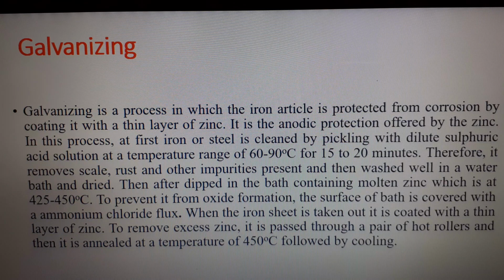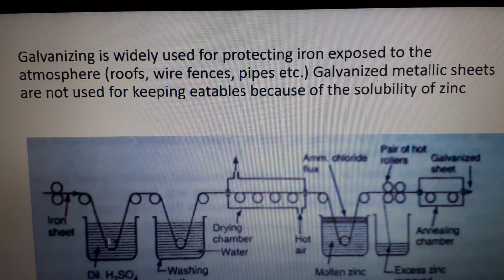See, this is the process. The iron or steel article, sheet, pipe, or wire, is first cleaned by pickling with dilute H2SO4 solution for 15 to 20 minutes at 60 to 90 degrees Celsius. This treatment also removes any scale, rust, or oxide layers and impurities present on the base metal. The article is then washed well and dried.